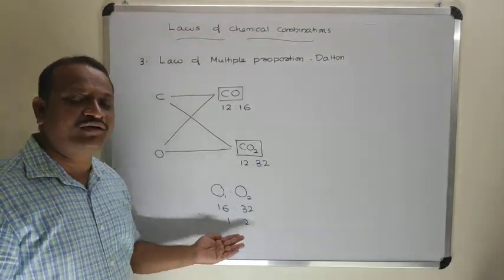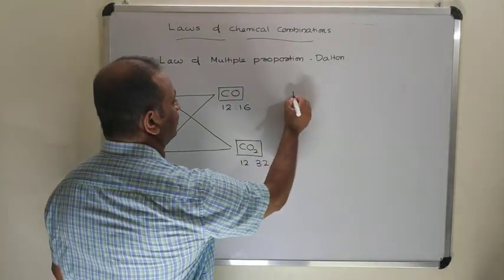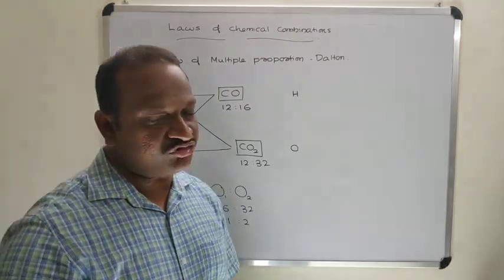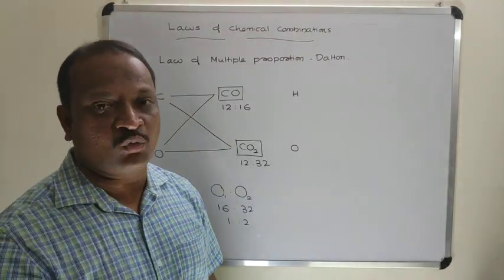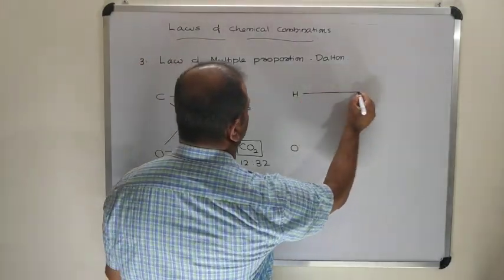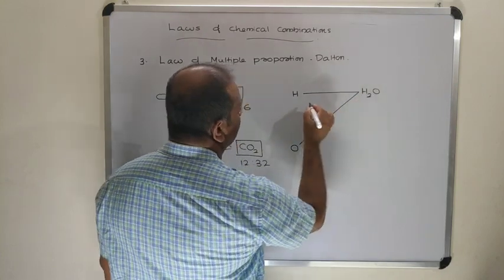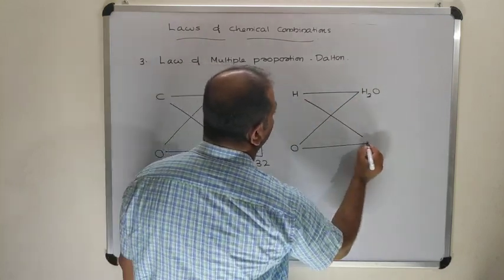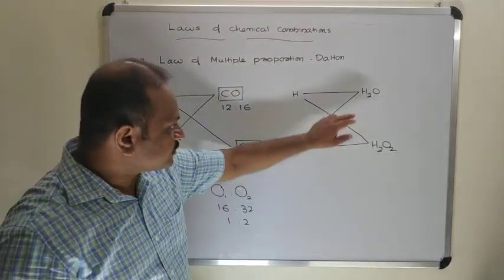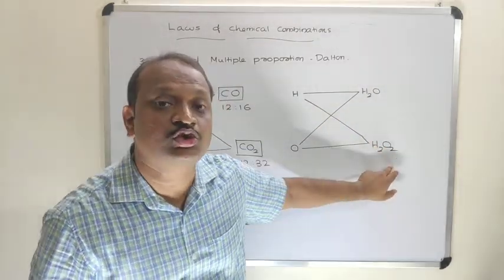What is the ratio here? 1 is to 2. Similarly, I am writing another example. See to that, hydrogen combines with oxygen. You know, hydrogen combines with oxygen can form two compounds. First one is water and second one is H2O2. So let me write both. Hydrogen combines with oxygen to form H2O. Hydrogen combines with oxygen to form H2O2. See, first compound is H2O, second compound also H2, but O2.